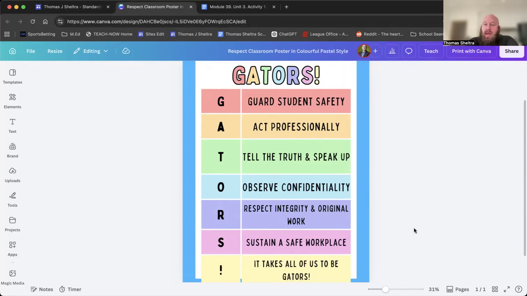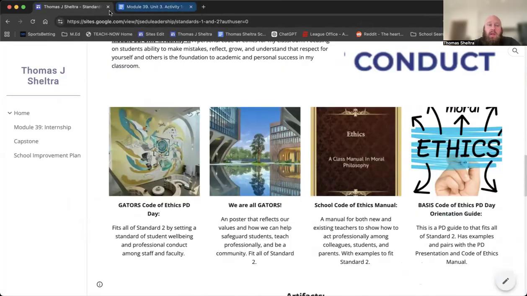Again, because we're a network of schools, the mission and values are kind of set in stone. So what we have as a school is a set of core values, and we want teachers and students and hopefully parents to also embody those core values. But here's another way of reflecting how we can safeguard students, act professionally as teachers, and also engage the community as a whole.